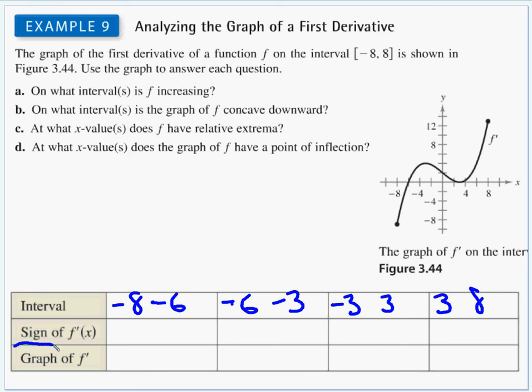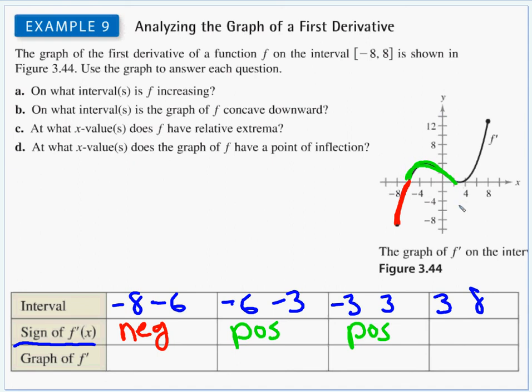So it says here, what is the sign of our first derivative? Let's do a part where we're below. From negative 8 to negative 6, that is negative. And then the rest of the graph is above the x-axis, so I'm going to highlight this part in green. From negative 6 to positive 3, we're above. So this is positive, and this is also positive, and that is one big interval.